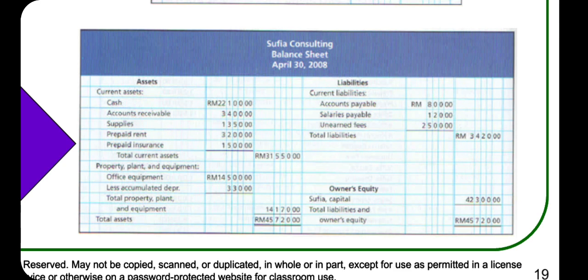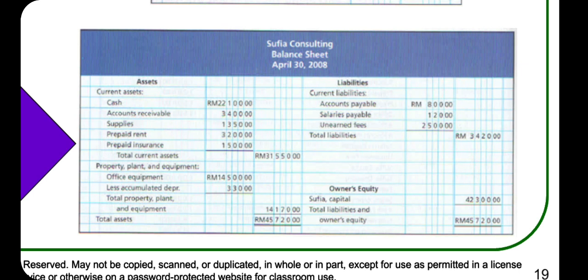Remember the accounting equation? The accounting equation says assets equal liabilities plus equity. So here you can see on the left side of the balance sheet, you list all the assets, so you will get a total number. In this example, the total number is 45,720 assets. On the right side of the balance sheet, you list all the liabilities and owner's equity accounts. So the total is the same also, 45,720. This shows the accounting equation: assets always equal liabilities plus equity. So this is the balance sheet.